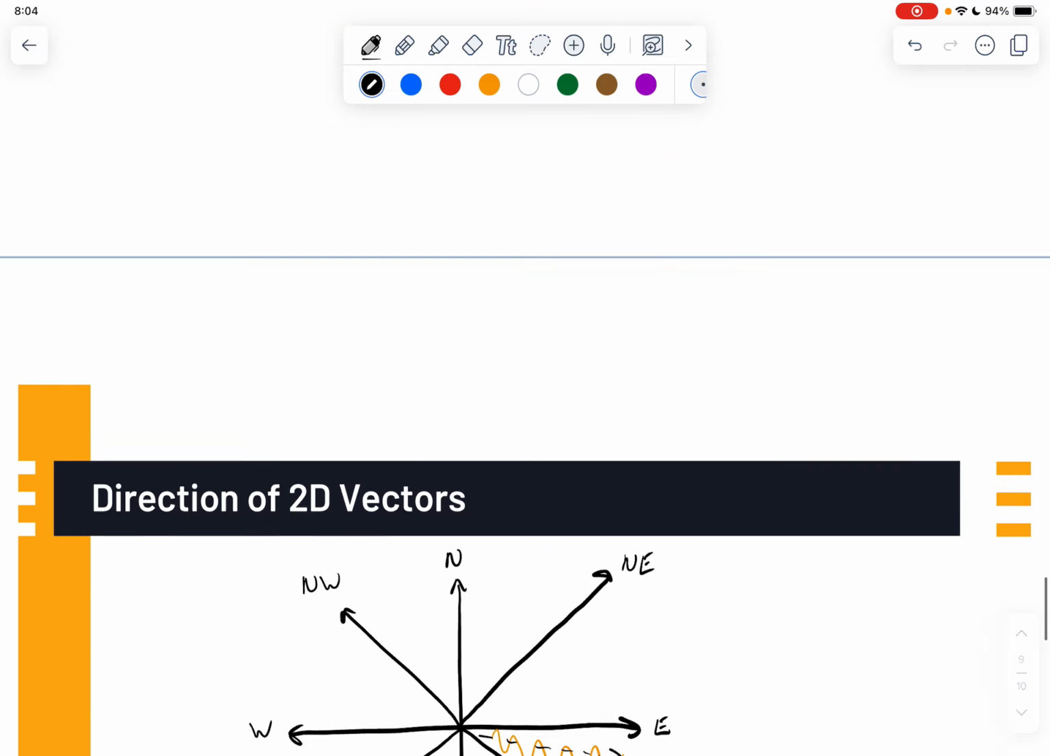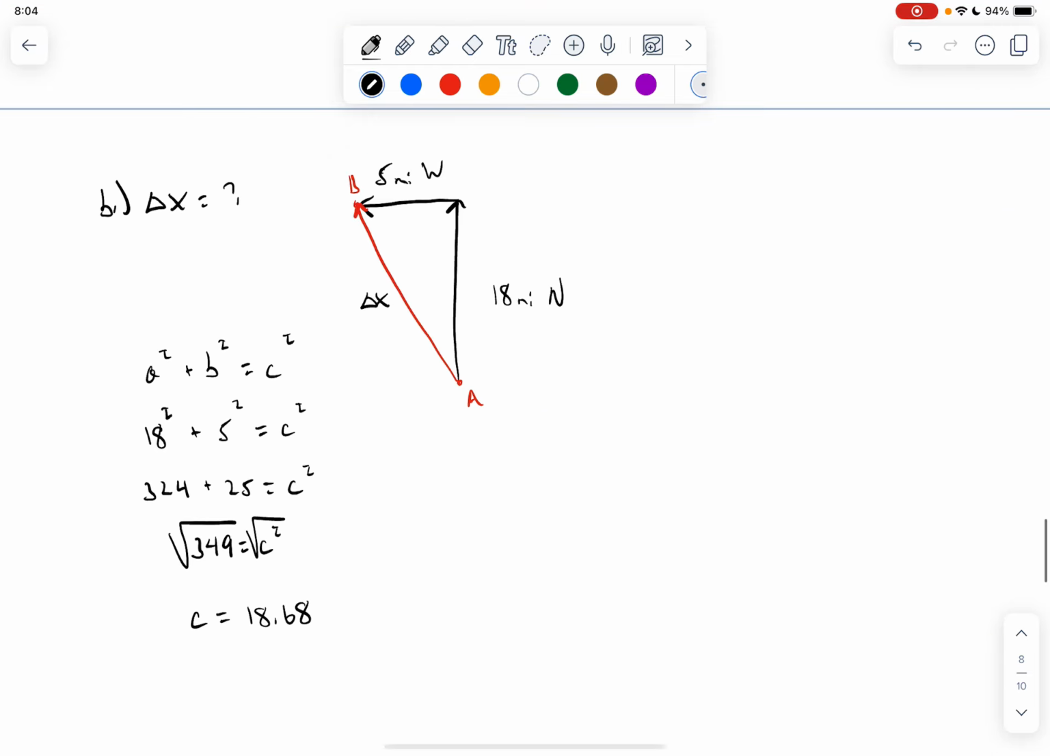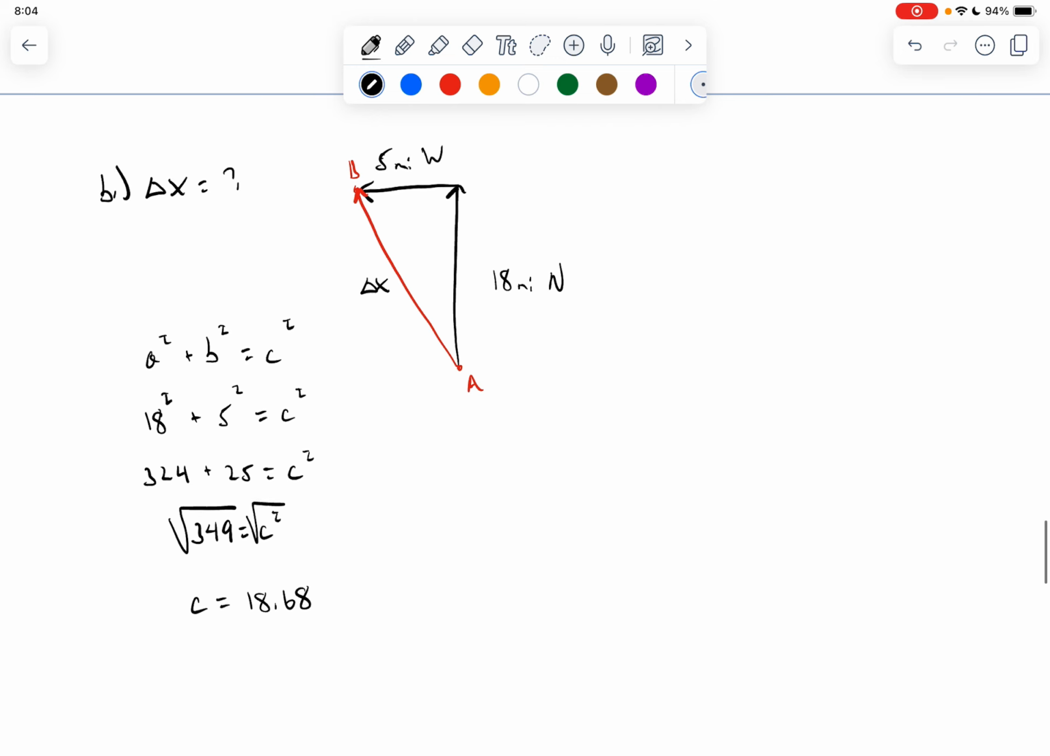Thinking back to our direction here, we know we've gone north and west. So we know we've ultimately entered into this northwest quadrant for that red arrow from point A to point B. But because we go more north than we go west, comparing 18 and 5, 18 is bigger than 5, that means we go more north than we go west. So we would call this north of northwest as our direction.